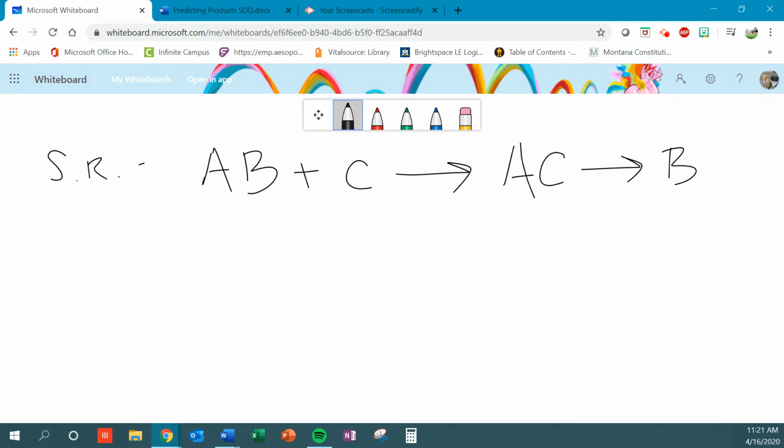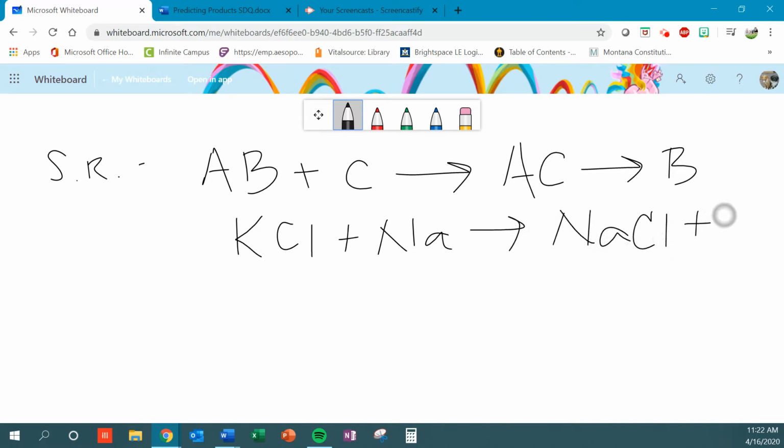Okay. And so an example of this might be potassium chloride plus sodium would yield sodium chloride plus potassium. Now, the only way that you know how this is going, like which one's going to replace which, is for ionic compounds. So single replacement will always just be about ionic compounds.